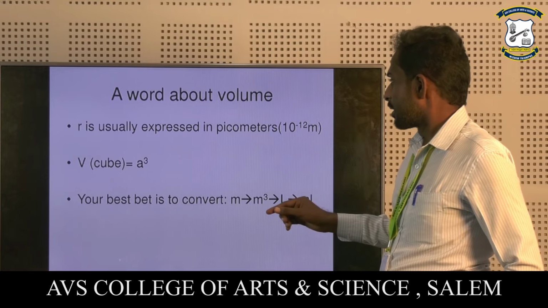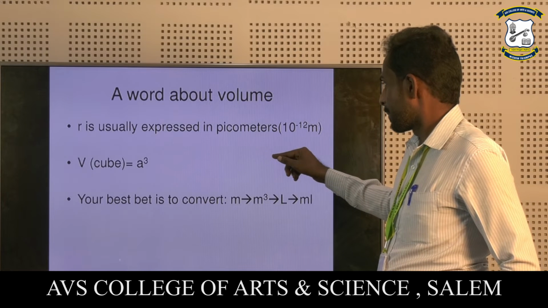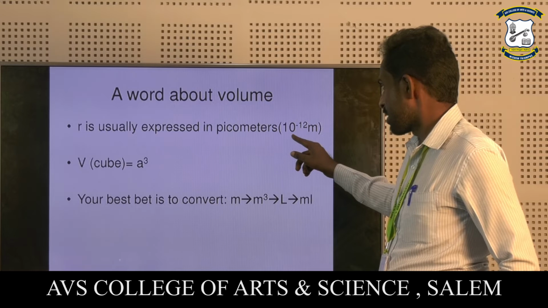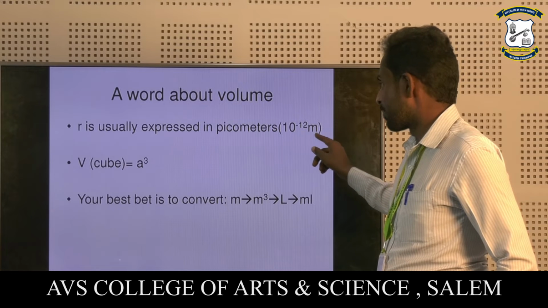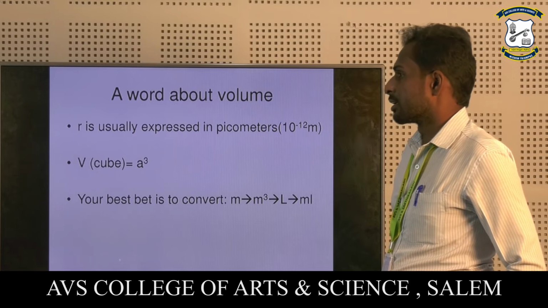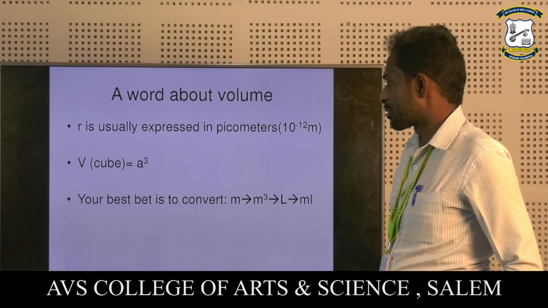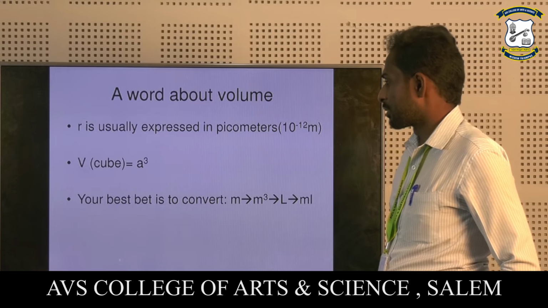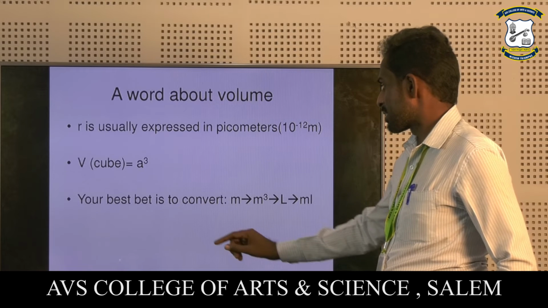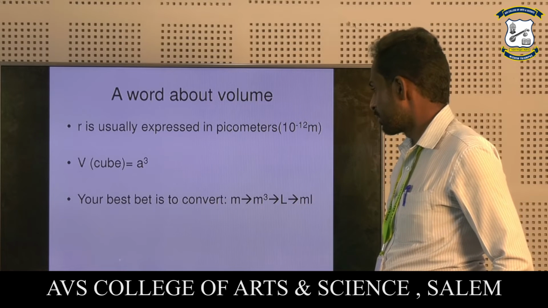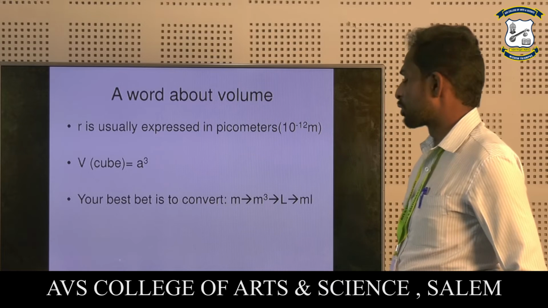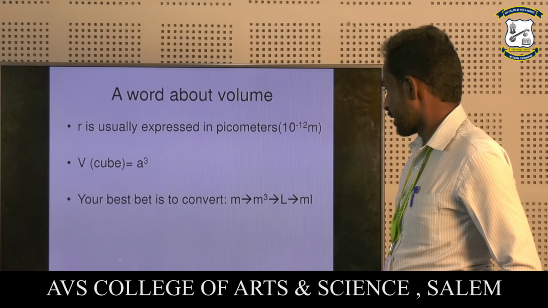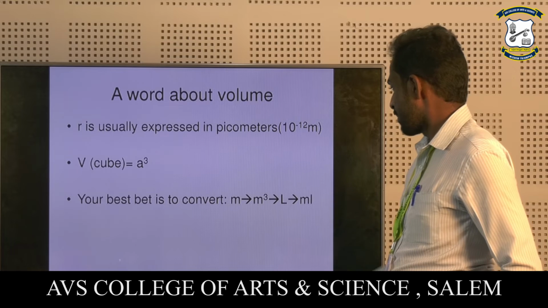R is usually expressed in picometers. The radius is on the order of 10 to the power of minus 12 meter. This applies to the cubic structure only. Volume of the cubic structure equals a cubed, and you should convert the units from meter to micrometer, and the last one is millimeter.